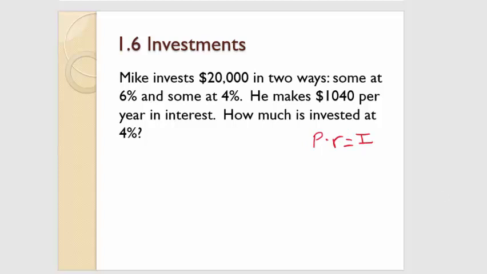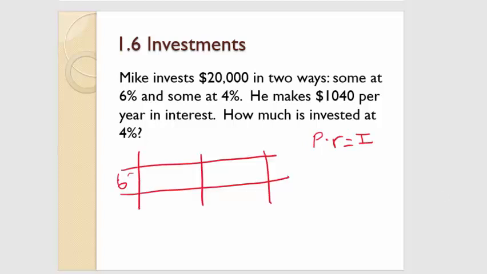So an easy way to set this up is by using a table. Here I'll put the 6% investment, and then I'll put the 4% investment, and at the top I'll put my equation P times R, rate, equals I for interest. Now I'm not sure how much Mike has invested in each of the accounts, but I do know that they add up to $20,000. So I'm going to put the amount that he invested at the 6% rate, I'm going to make that X. The amount at the 4% rate will be $20,000, which is the total amount invested, minus the amount he invested at the 6% rate. So you'll notice if I add these two up, it equals the $20,000. The rate for the 6% account is 0.06, and the rate for the 4% account is 0.04.